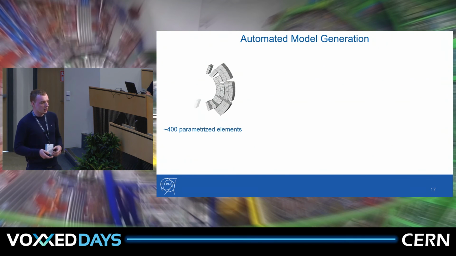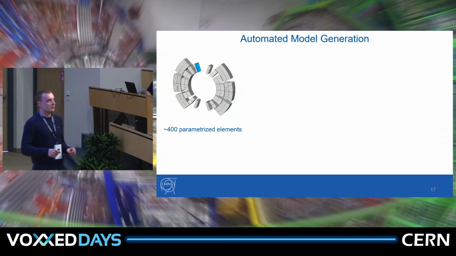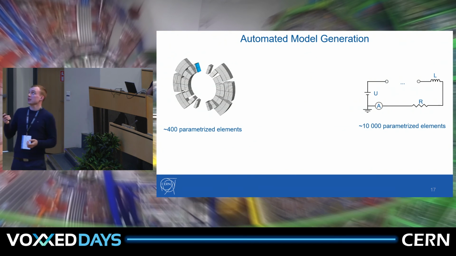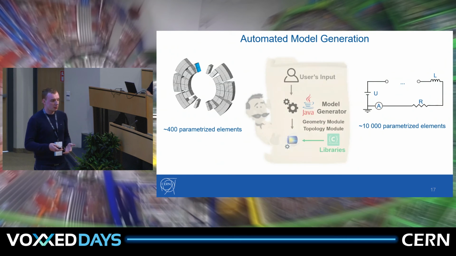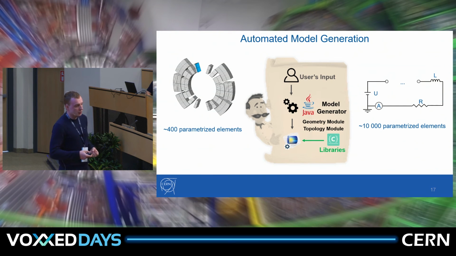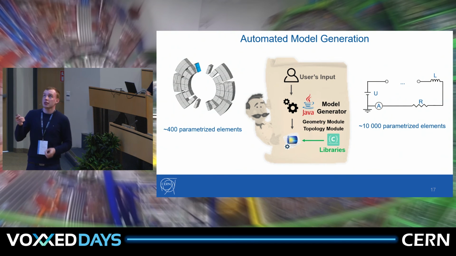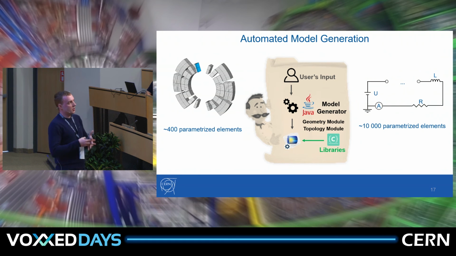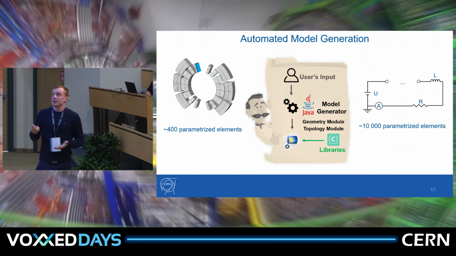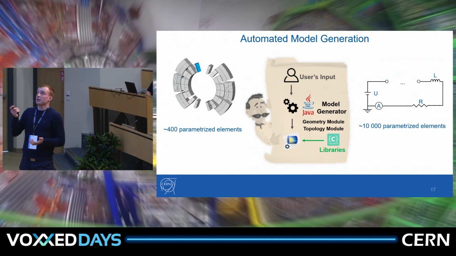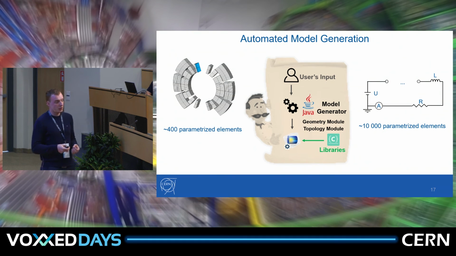So no matter if we create a geometry like this, where we need to define it from the very beginning, like at high school, we have to define points, lines, areas, or a circuit that would have around 10,000 elements, all with parameters, all with special physics properties. For that, we have a single recipe, which takes the user input and passes it to a Java model generator that either triggers a geometry module, so it builds geometry, defines physics over it, defines mesh properties, or a topology module that takes the input describing the circuit and creates the corresponding model.